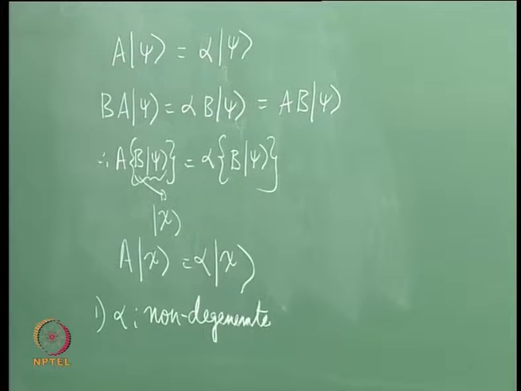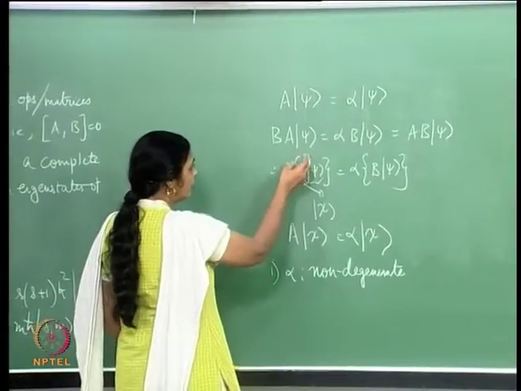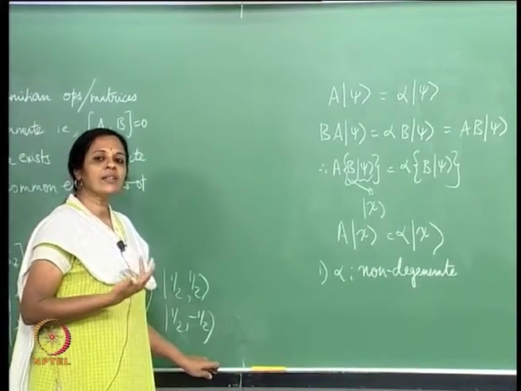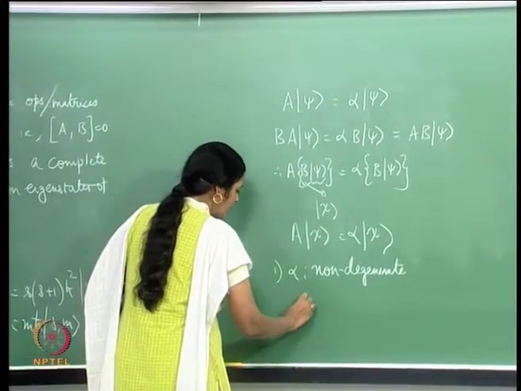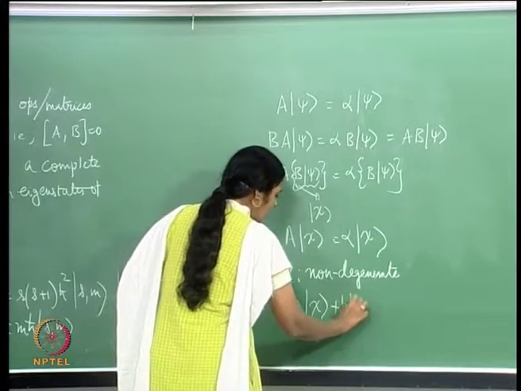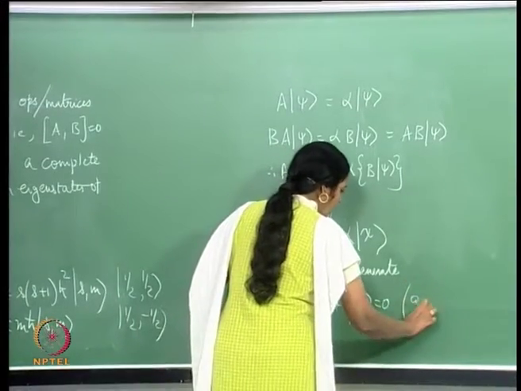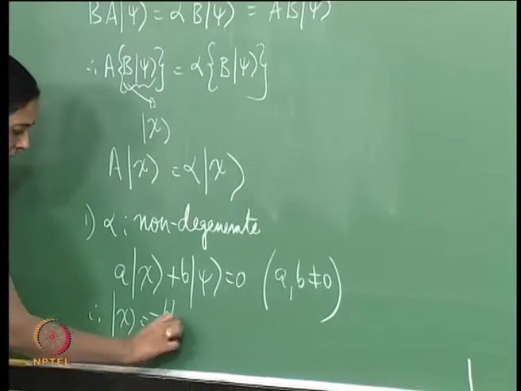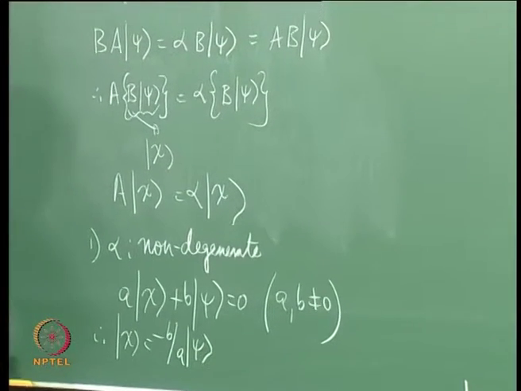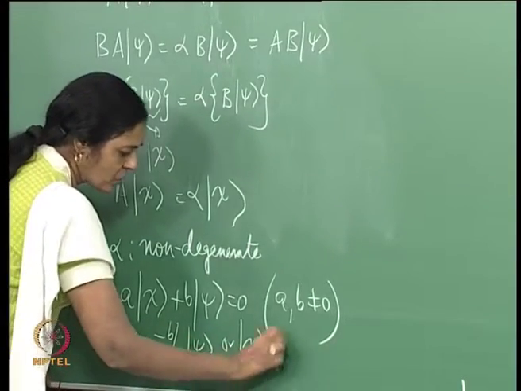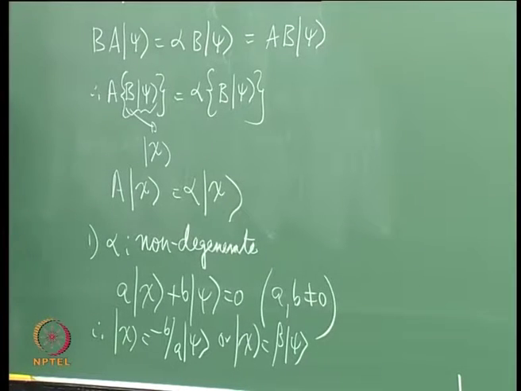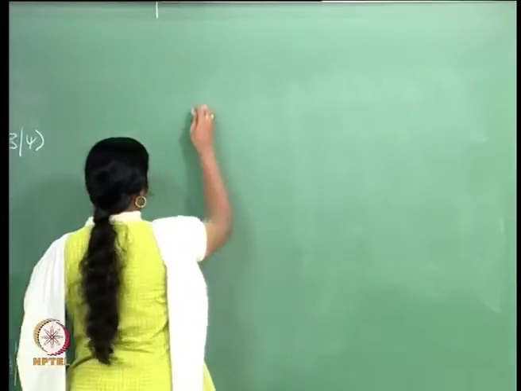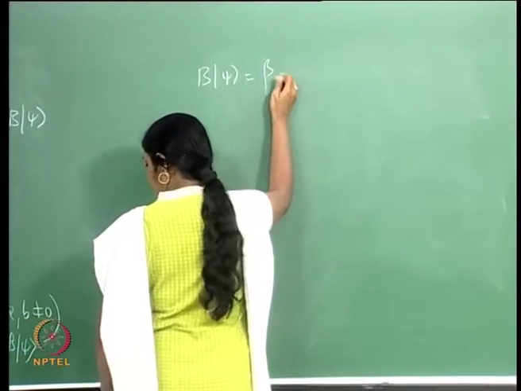The first case is alpha is non-degenerate, which means that if you have A psi is alpha psi and A chi is also alpha chi and alpha is non-degenerate, chi is clearly linearly dependent on psi. In other words, some a chi plus b psi equal to 0, a, b not equal to 0. Therefore, chi is minus b by a psi, or chi is equal to some beta psi. That is the only way by which this could have happened. Clearly, this means, writing chi in terms of B psi, B psi is equal to beta psi.